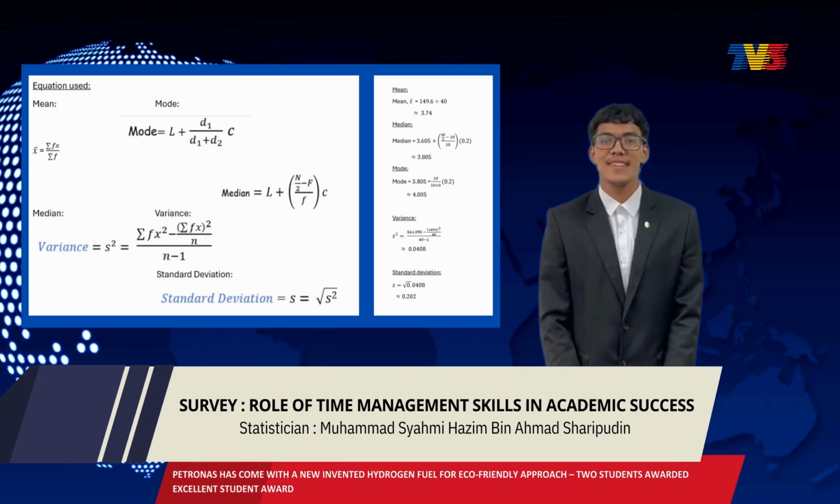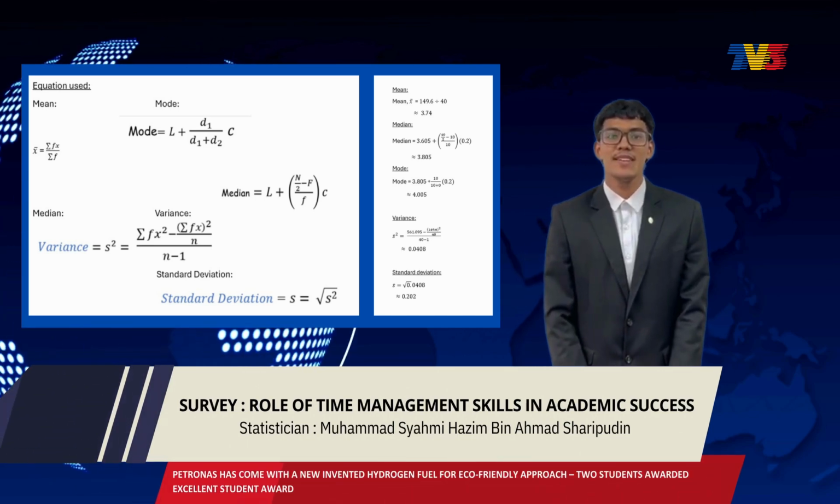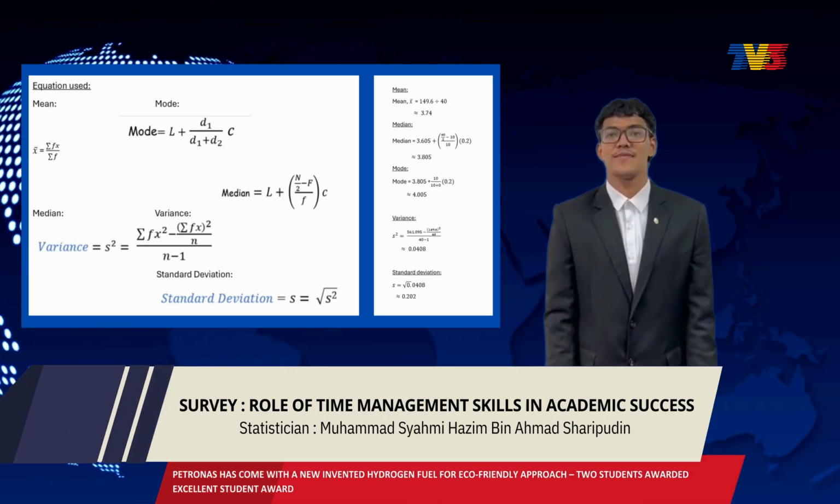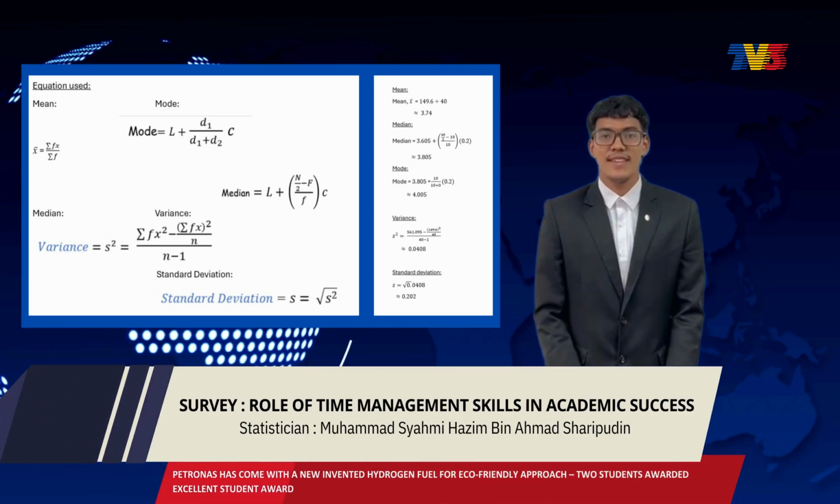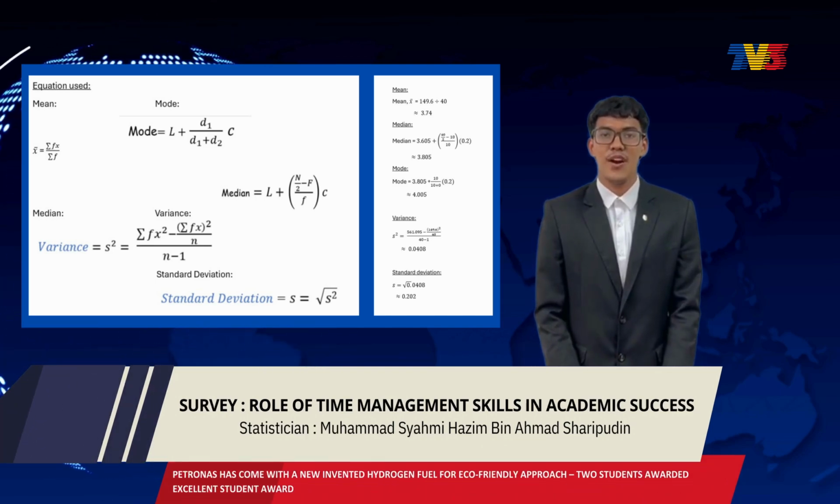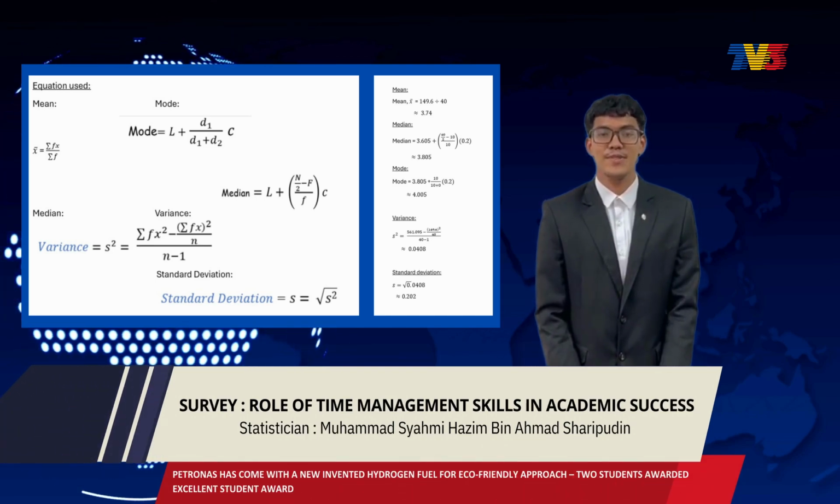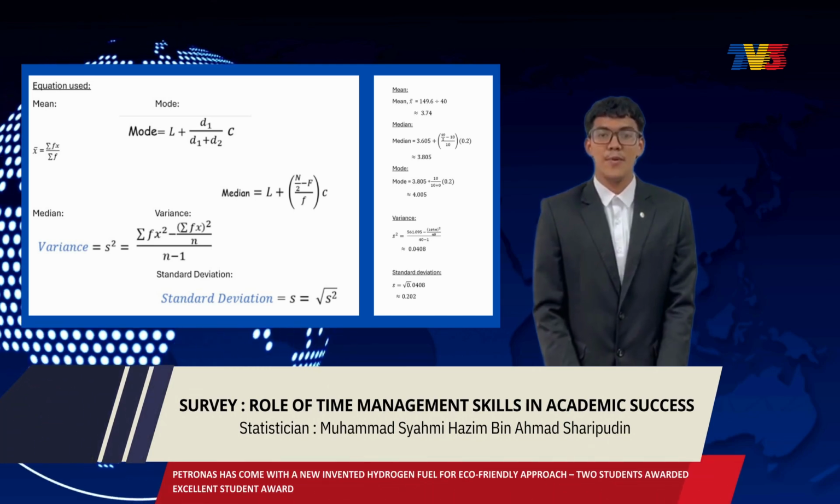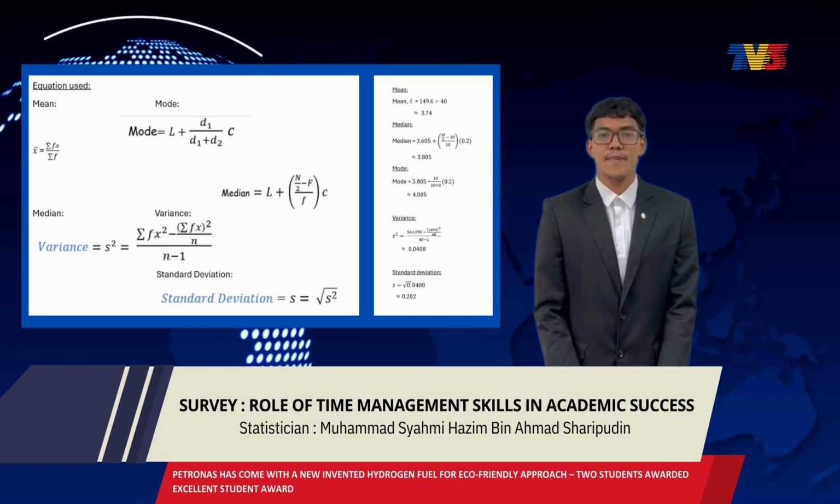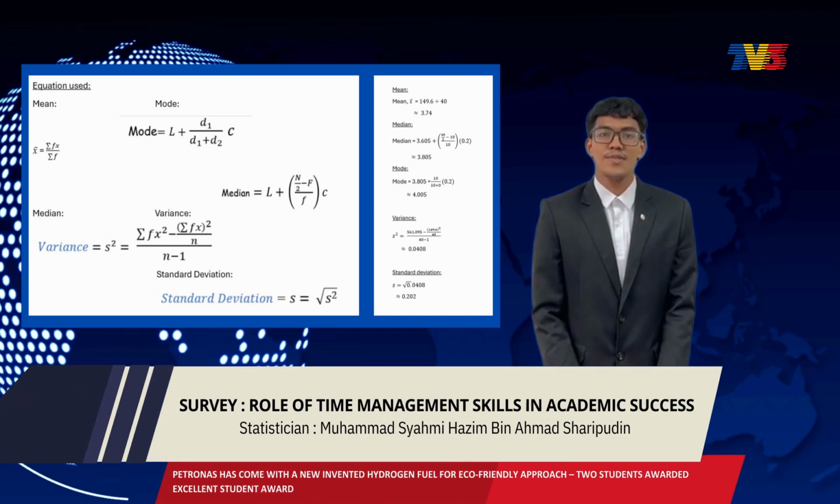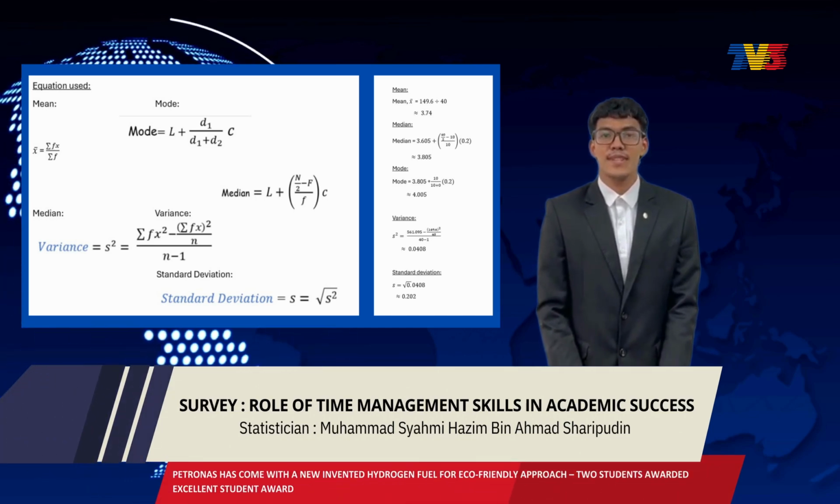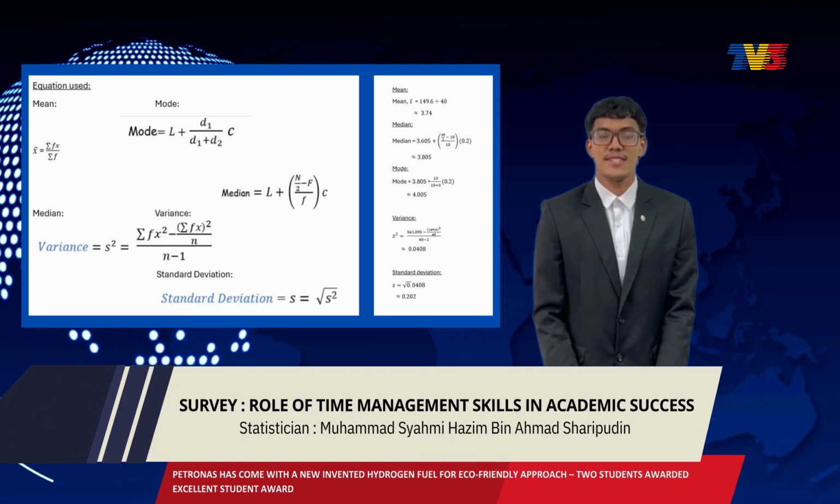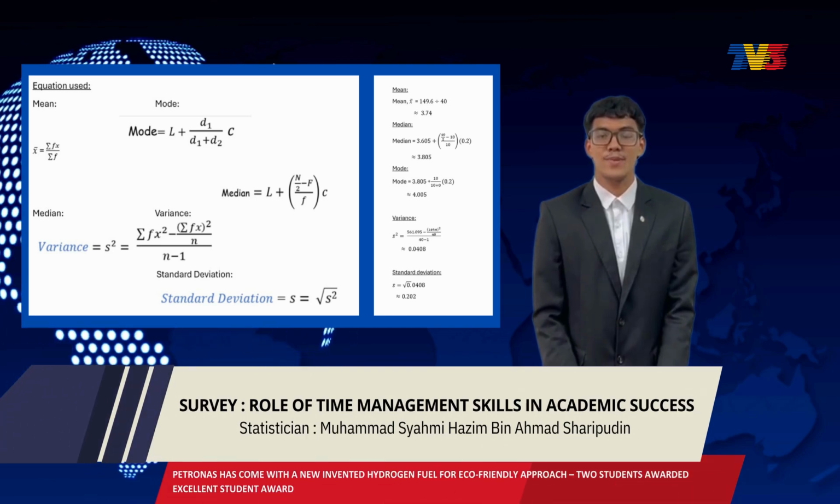Hence, the median for the CGPA is 3.805. That indicates the middle value of the CGPA for the UTP students. Besides, the mode is 3.872. This explains that the majority of the UTP students achieve a CGPA of 3.872.